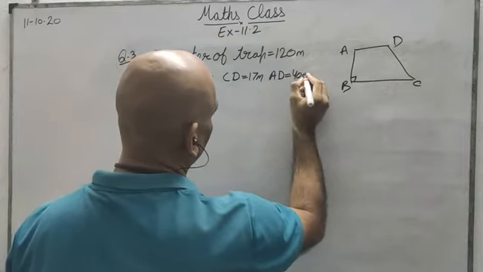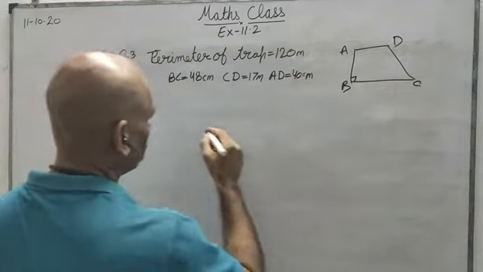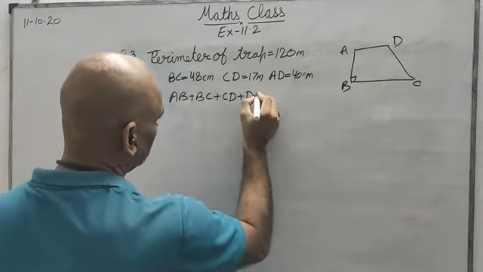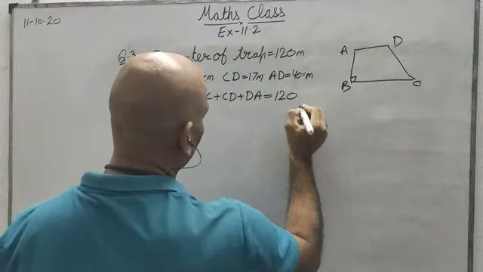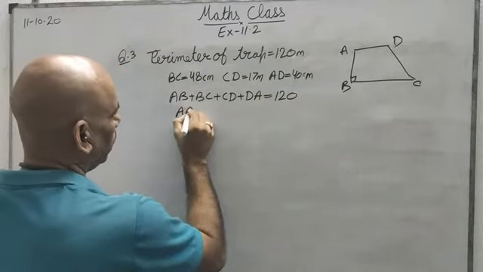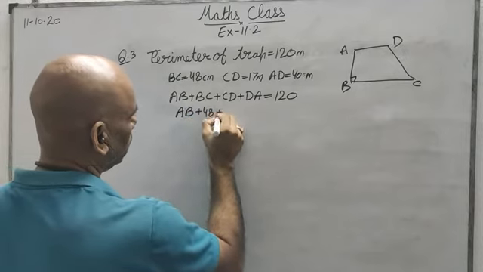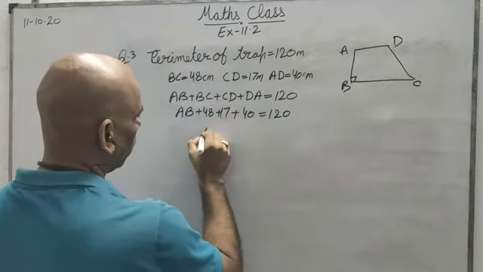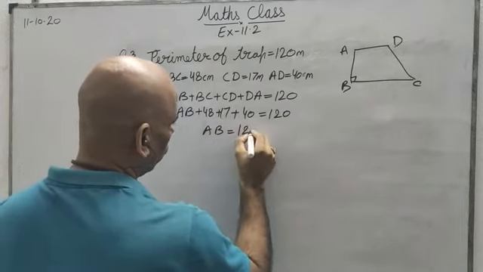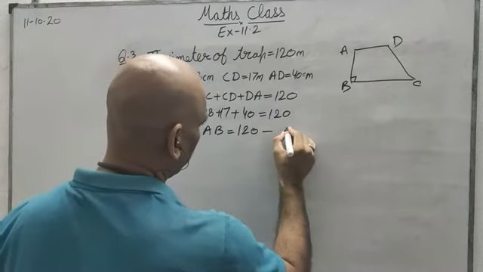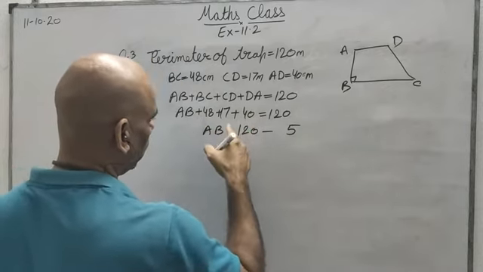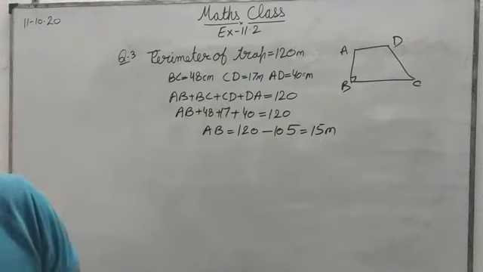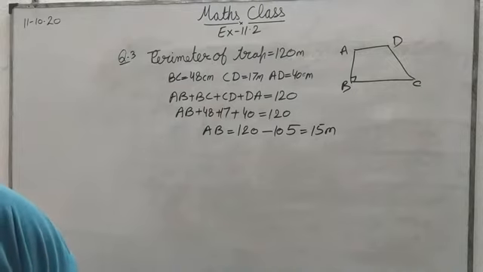What was required is not given. AB is also required, so I will get it. AB plus BC plus CD plus DA is 120. So AB I will have to calculate. BC is 48, CD is 17, DA is 40. I will get my AB, that is 120 minus 105, so it is 15. And now surely you must be asking the area, side AB is perpendicular.